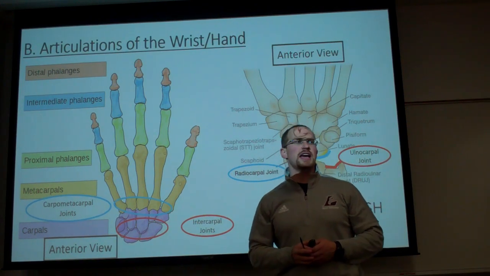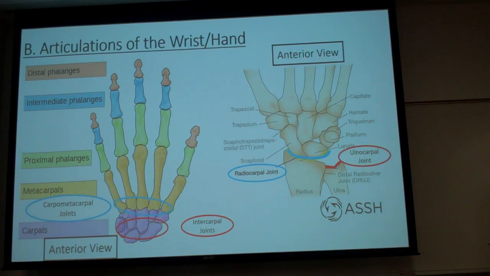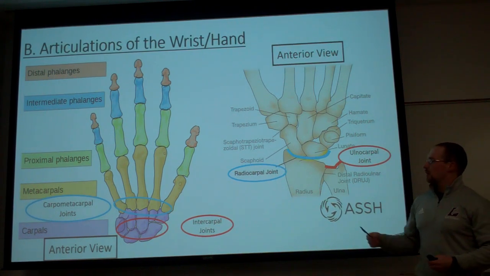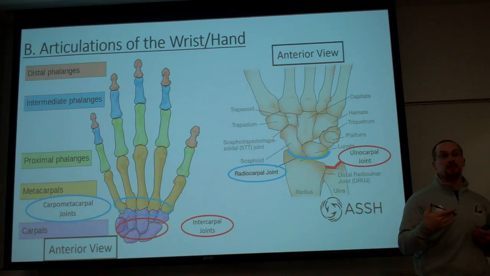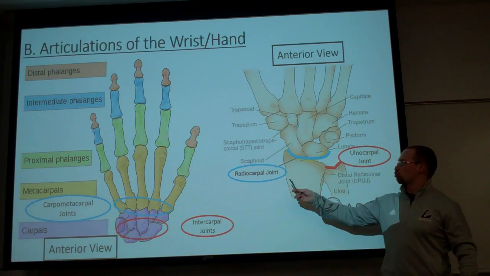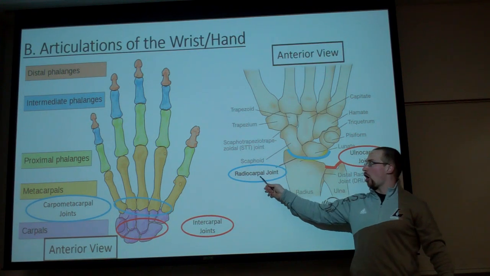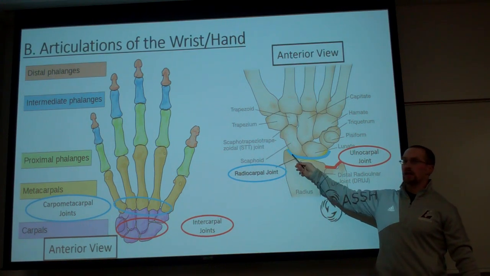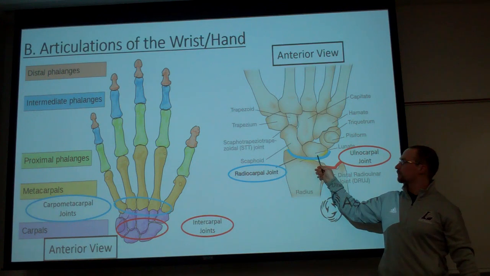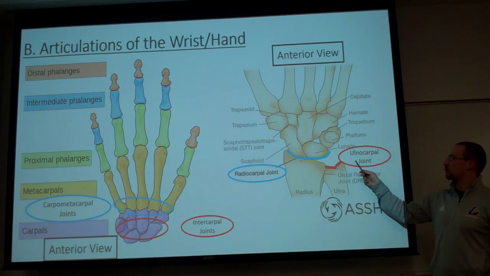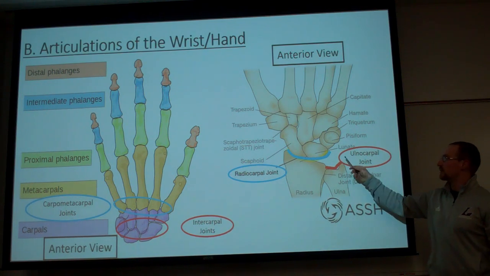Let's talk about the articulations. Talk about the joints. Let's start down at the wrist. Again, the name oftentimes is going to give it away. We've got the radiocarpal joint, where the radius and the carpal bones come together. So that's right here in blue. Likewise, we've got the ulnocarpal joint for the same reason, where the ulna and the carpal bones come together.